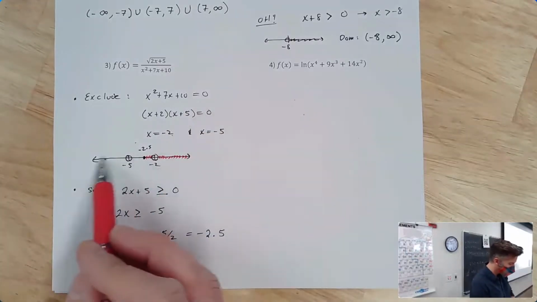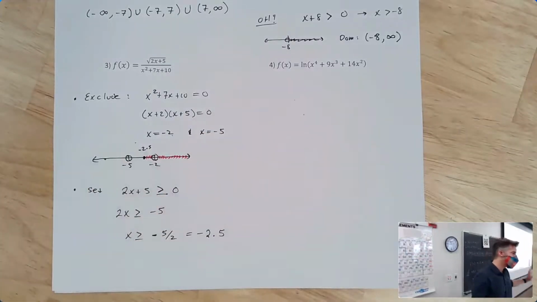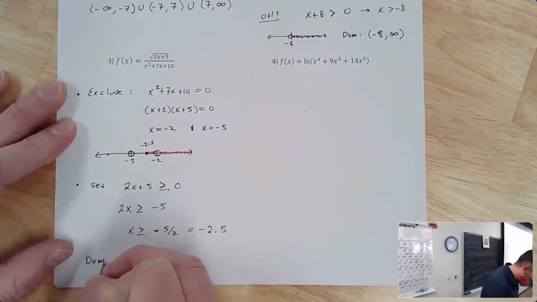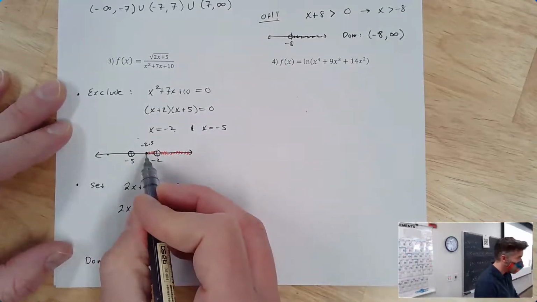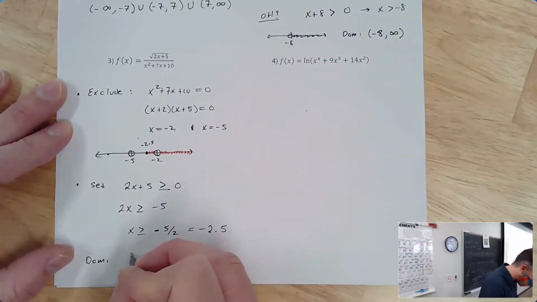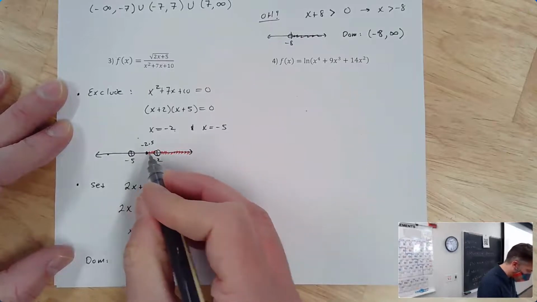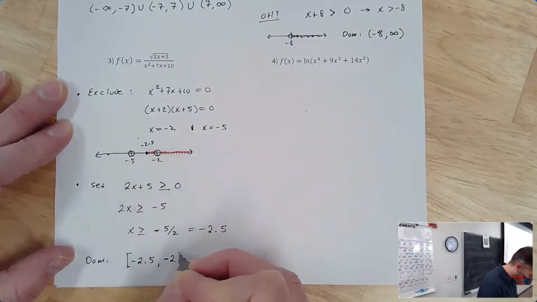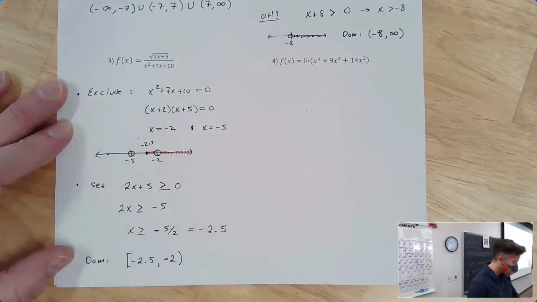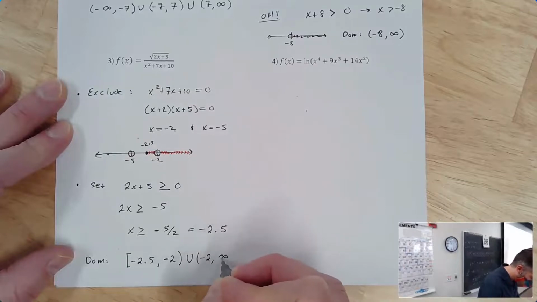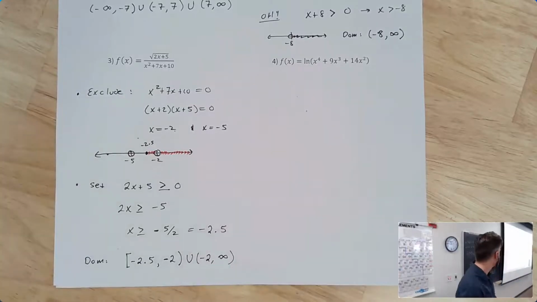I don't want any of this garbage to the left. I mean, okay, those are perfectly good numbers. I shouldn't call them garbage, but I don't want those. They're not in my domain. So here my domain is going to be everything starting at -2.5, inclusive. We definitely get to include -2.5. And then everything between -2.5 and -2. But I don't want -2 because -2 would make me divide by 0. And then everything from -2 onward. Nothing to the left of -2.5.